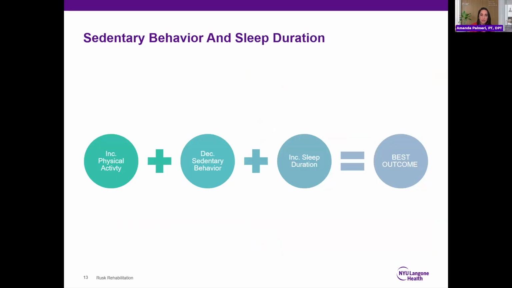When looking at different factors, like reducing sedentary behavior in combination with increasing physical activity, but also increasing sleep duration, that's where they find the best outcome as far as overall wellness. And this in particular was looking at adolescents, but I believe can also be used in looking at older adults, the fact that sleep is so important for our general recovery, and that when we are more active during the day, we tend to have better sleep quality at night.